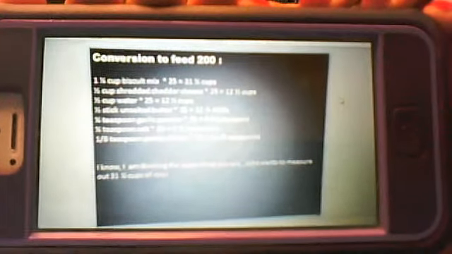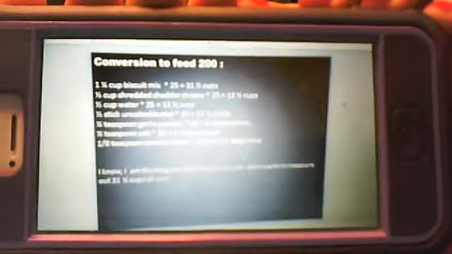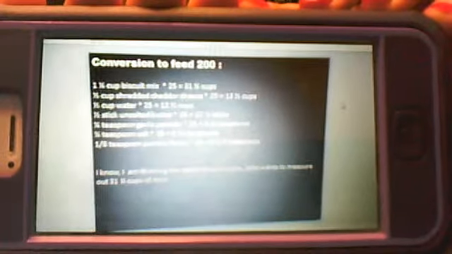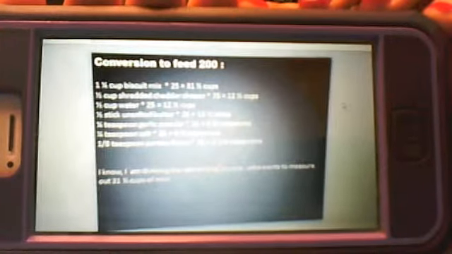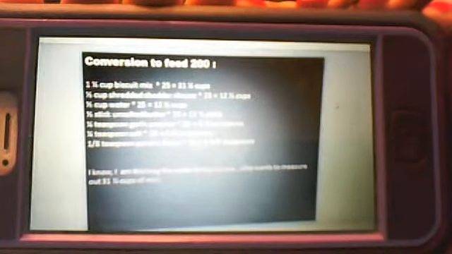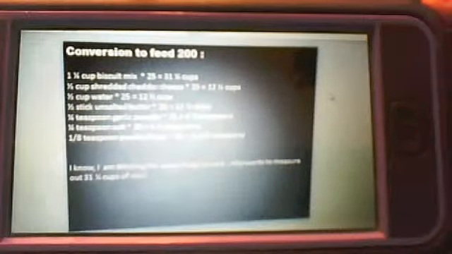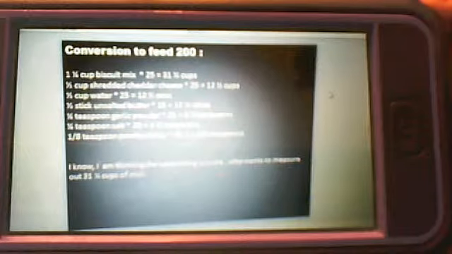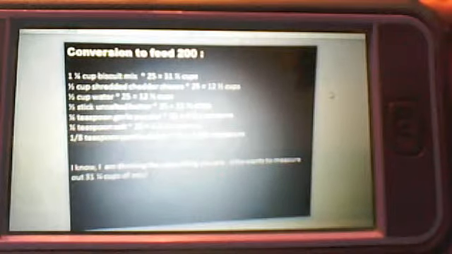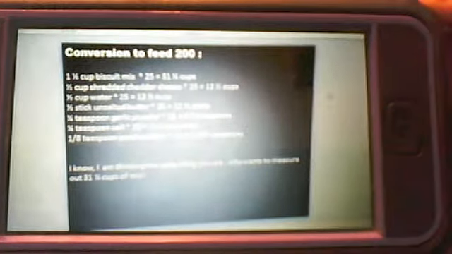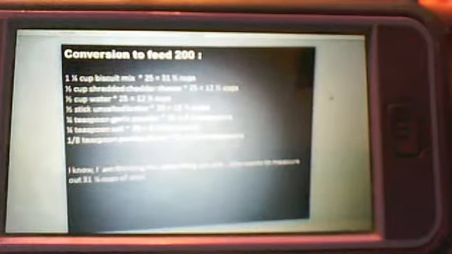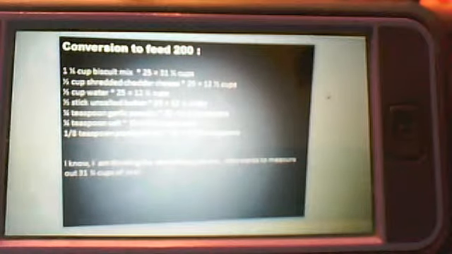Everything: 1 1/4 cup biscuits times 25 is 31 1/4 cups. 1/2 a cup of shredded cheese times 25 is 12.5 cups. 1/2 cup of water times 25 is 12.5 cups. 1/2 a stick of unsalted butter times 25 is 12.5 sticks. 1/4 teaspoon garlic times 25 is 6 1/4 teaspoons, 1/4 teaspoon salt times 25 is 6 1/4 teaspoons, and 1/8 teaspoon parsley times 25 is 3 1/8 teaspoons.